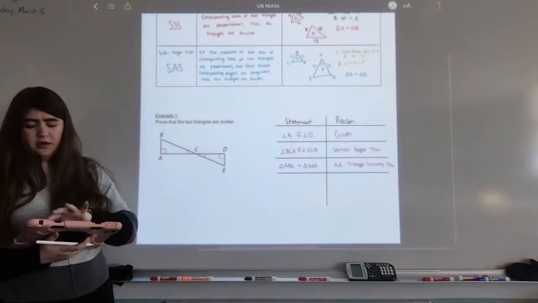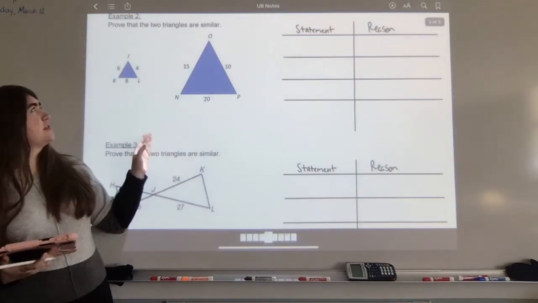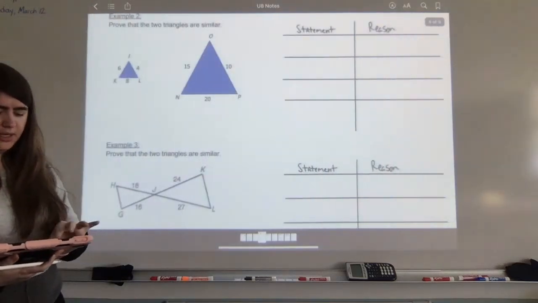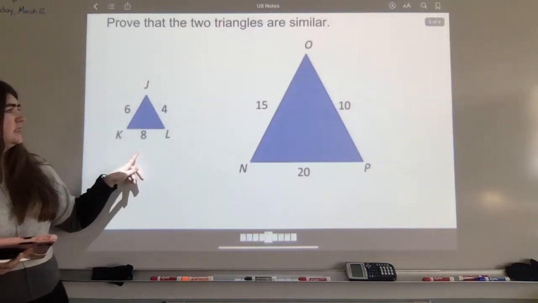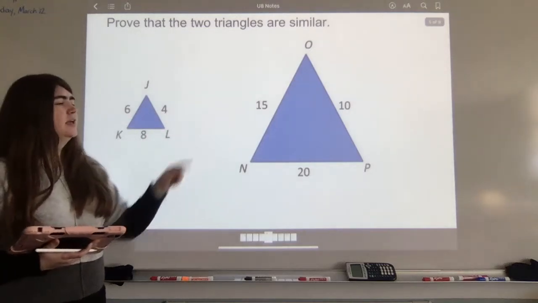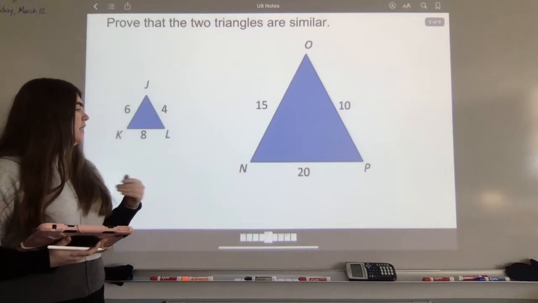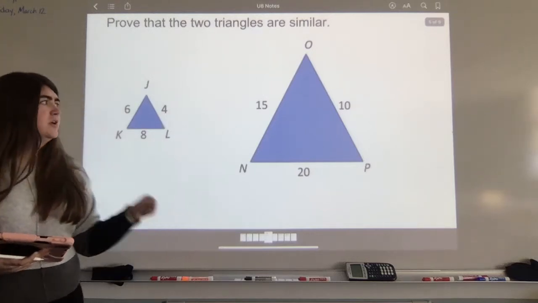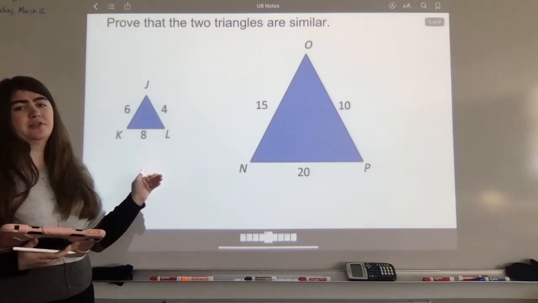All right, let's take a look at another example. Example 2 says prove that these 2 triangles are similar. So I'm going to zoom in on these triangles here. I have 8 to 20, 4 to 10, 6 to 15, and I need to see if I can do anything with those side lengths because I don't have any information about angles at all. So angle is off the table, side angle side is off the table because we don't know anything about angles. So we have to use side.